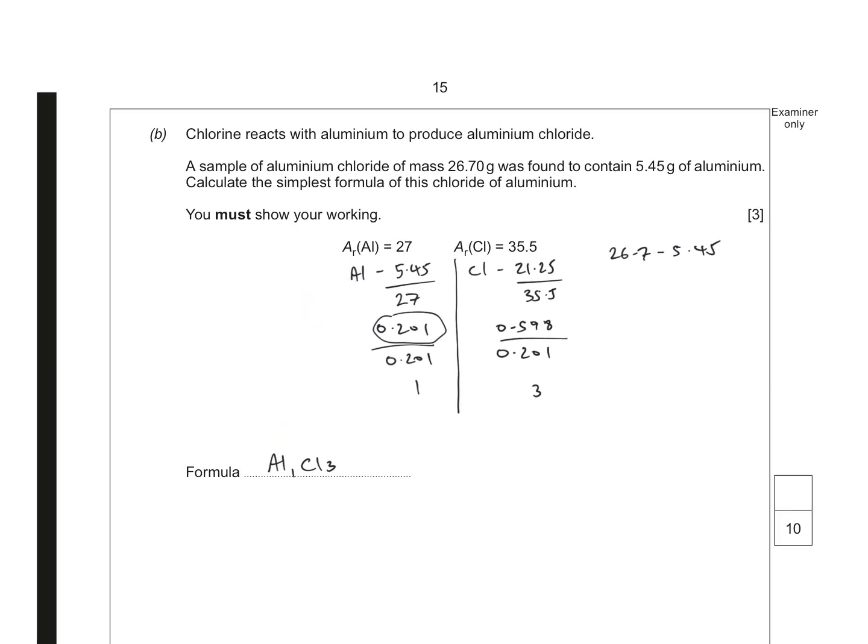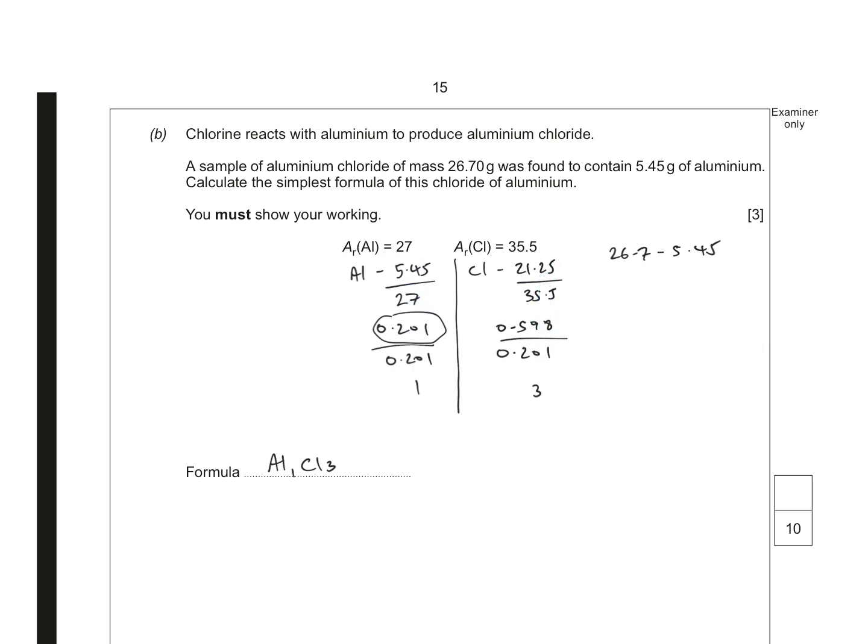A sample of aluminium chloride of mass 26.7 grams was found to contain 5.45 grams of aluminium. Calculate the simplest formula of this chloride of aluminium. So just a reminder, the word simplest, we could also use empirical. What we need to remember here is that of the 26.7 grams of aluminium chloride, 5.45 grams of it is aluminium, which means the rest of it is chlorine, and I've worked that out by taking them away. So we end up with a mass of 21.25 for chlorine.